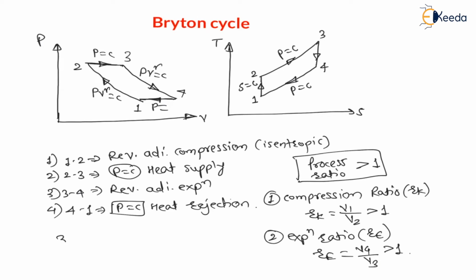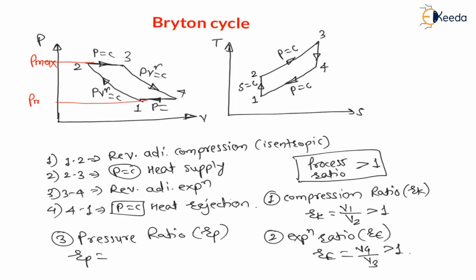And the last ratio in this Brayton cycle is the pressure ratio, represented by RP. It is the maximum pressure in the cycle divided by the minimum pressure in the cycle. The maximum pressure is P2 or P3 and the minimum pressure is P1 or P4, so the cycle operates between the maximum and minimum pressure. Therefore the pressure ratio is P2 divided by P1, equal to P3 divided by P4, because P2 is equal to P3 and P4 is equal to P1. This is called the pressure ratio.